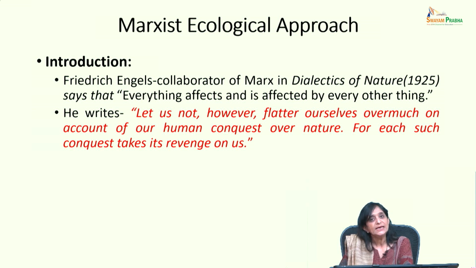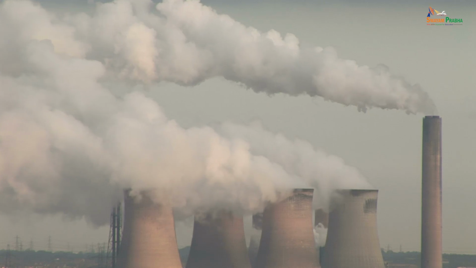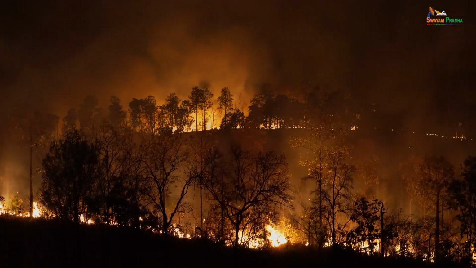What does he say? He says that human beings should not think that they have conquered nature because they are using all its resources. By not giving back to nature, we are taking away from nature and thinking that nature cannot do anything. But we have to understand that for every conquest we make over nature, nature is going to take revenge on us. As we see these days, with vast deforestation and vast overexploitation of resources, the world is facing the problem of climate change and global warming.